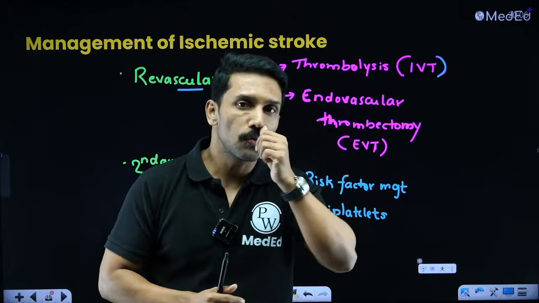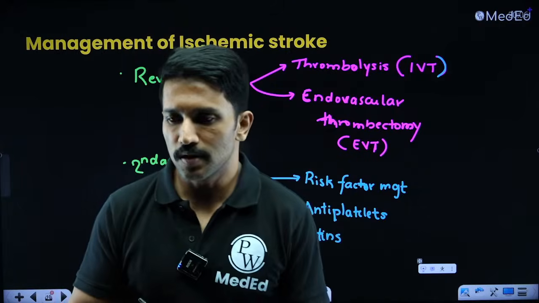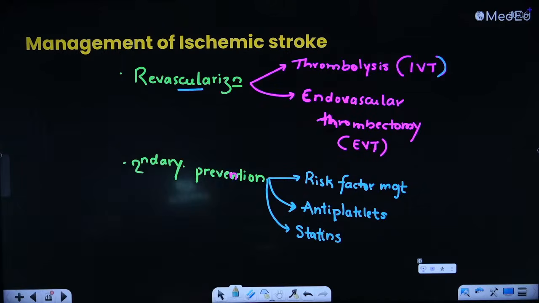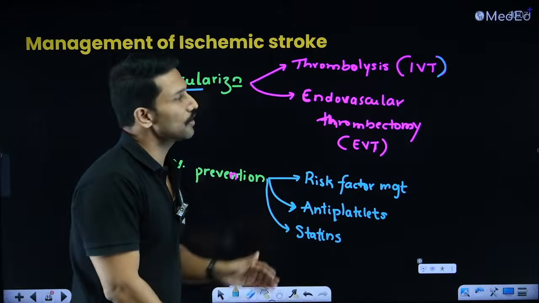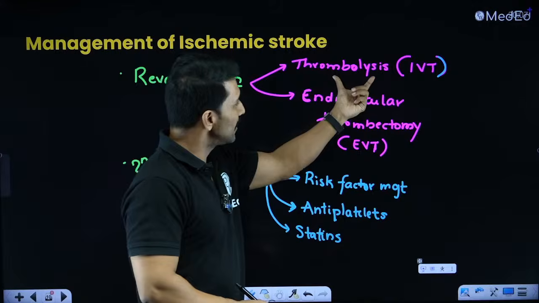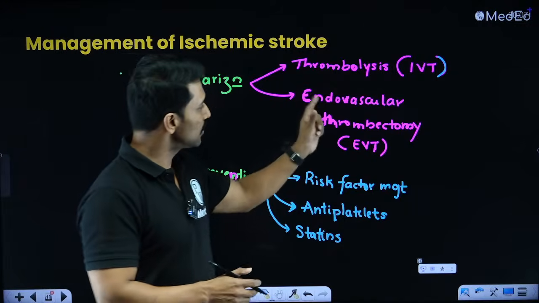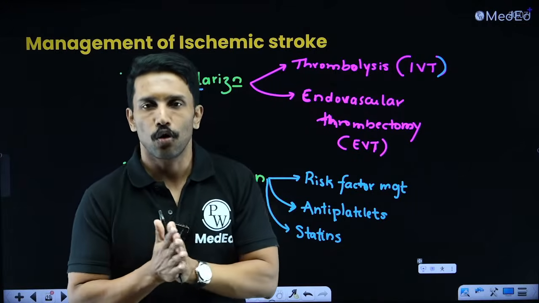But in case of stroke, the scene changes a bit. What is the change? I'm coming to that. We will address both the thrombolysis as well as EVT. How we make that choice? So there are certain eligibility criteria for thrombolysis, and certain eligibility criteria for endovascular thrombectomy.